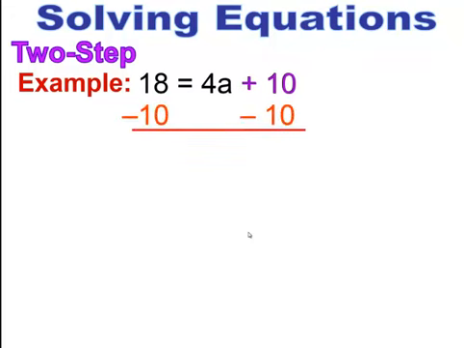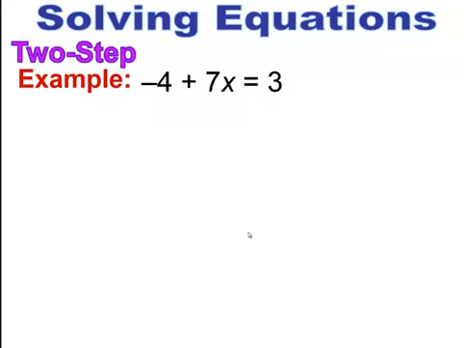Whatever you do to one side, you have to make sure you do to the other. Now you're working from left to right. You have 18 minus 10 is going to give you 8 equals, and then that 4a will come down. And that plus 10 minus 10 cancels off. Now you're dealing with where the variable is. And notice here, the variable has attached to it 4. And to remove it, because it's multiplication, the inverse would be division. So you're going to divide both sides by that 4 to get the variable on one side by itself. So you're going to divide both sides, and you're going to see here that a will equal 2.